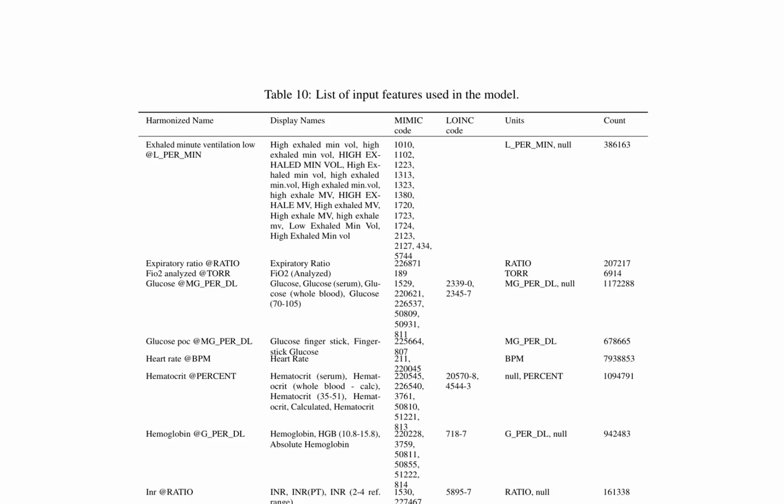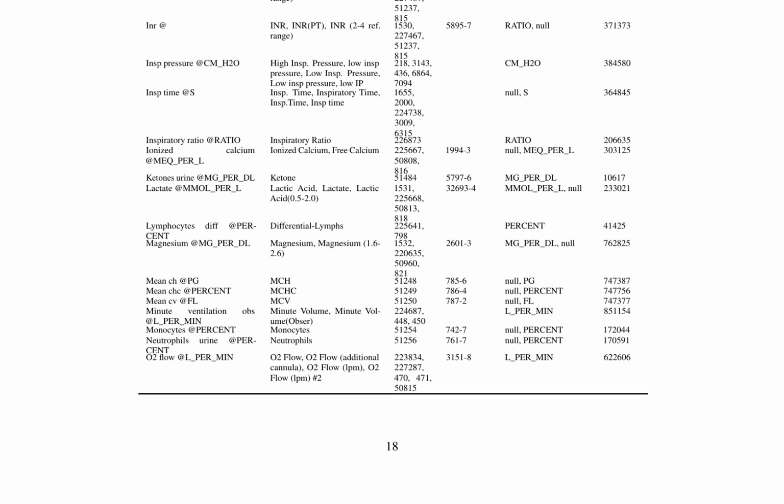Table 10 presents a comprehensive list of 25 input features used in the model, including various physiological and laboratory measurements. These features include exhaled minute ventilation, expiratory ratio, FiO2 analyzed, glucose, heart rate, hematocrit, hemoglobin, INR, inspiratory pressure, inspiratory time, inspiratory ratio, ionized calcium, ketones urine, lactate, lymphocytes differential, magnesium, mean corpuscular hemoglobin concentration, mean corpuscular volume, minute ventilation observed, monocytes, neutrophils urine, and O2 flow.